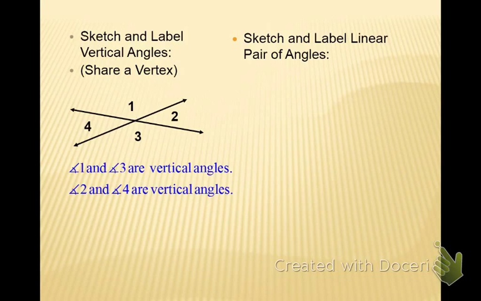Now, what you have to be careful about with vertical angles is that just because they are opposite each other doesn't mean they're vertical angles. If I have something that looks like this, 1 and 3 are not vertical angles because they're not made by the same lines. This line continues on this way. So 1 and 3 would not be vertical angles. Vertical angles share a vertex and are made by the same lines. So 1 and 3 in that picture would be vertical, and 2 and 4 are vertical.